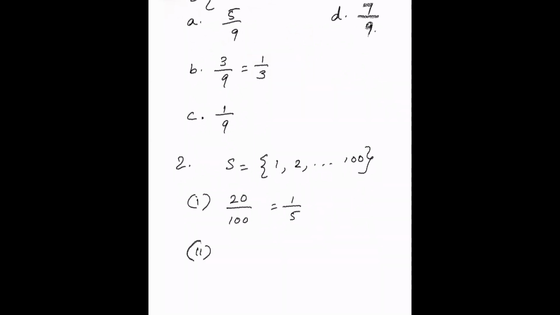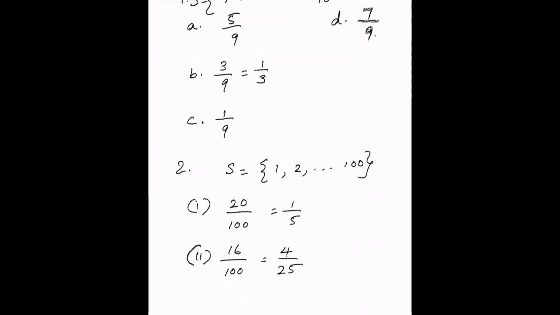Now, the second subdivision: probability of a multiple of 6. How many multiples of 6 are there? 6, 12, 18, like that. Up to 60, it is 10. Then 16 times 6 is 96. So it will be 16. 16 by 100 is the probability that the card drawn is a multiple of 6. Again, you can simplify it, and I am getting 4 by 25.